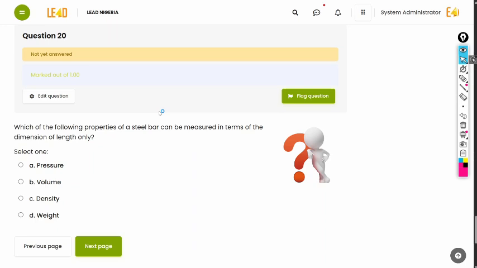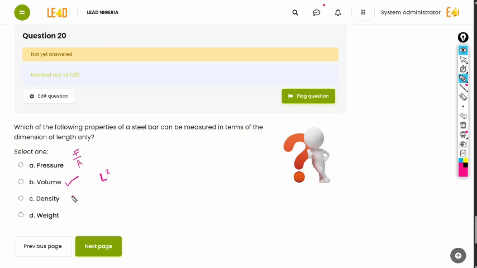Number 20 says, which of the following properties of a steel bar can be measured in terms of dimension of length only? So the correct answer is volume, all right? Because volume is basically L times L times L. That's L cube, all right? So L cube, that's volume. Pressure is force over area. Within force, you would find seconds, because you have to do acceleration, right? And also you find mass.